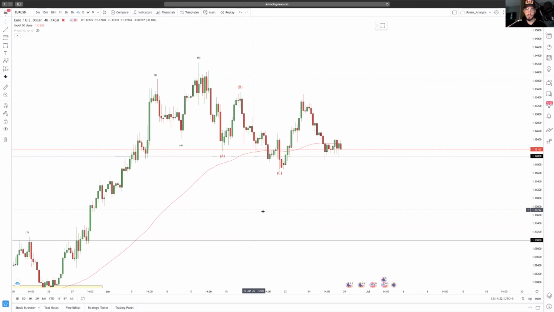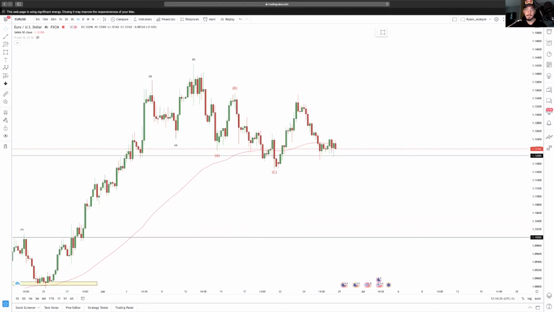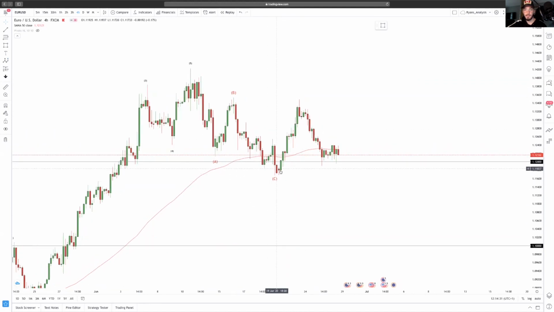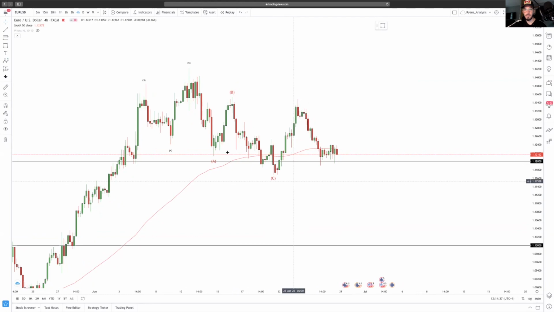So that's the 4-hour. Not much going on here on the 4-hour apart from just waiting for the retest of structure. A bit more zoomed in, we did form a morning star around here, and now we're looking for the bullish continuation up.